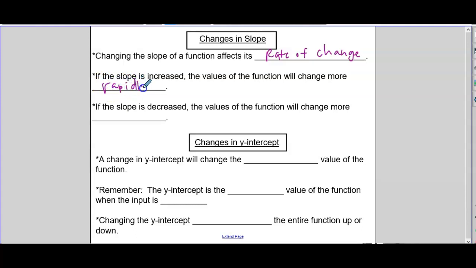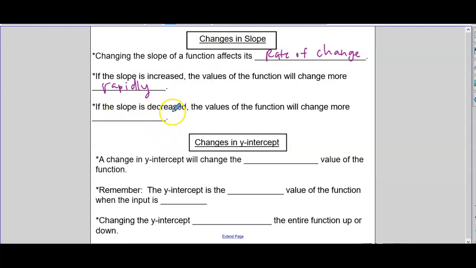And I don't want you to be confused here, right? If the slope is increased, whether it's a negative slope that's getting more negative, or a positive slope that's increasing, we see more of a rapid change. We get a steeper line, right? We've talked about that with the graphs and the way they look, okay? So we see a more rapid change when your slope is increased overall, whether it's a bigger negative number going down from left to right, or a bigger positive number going up from left to right, okay?